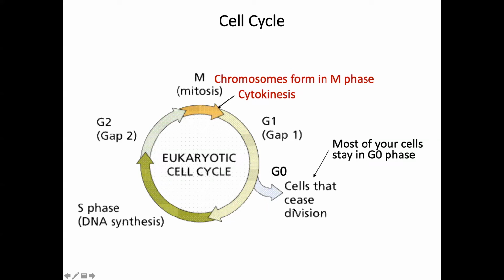But when people grow to an adult, most cells in our body do not divide anymore, which means that most of our cells stay in G0 phase. But during the embryonic development, cells are actively dividing, and you can find cells in all different cell cycle phases.